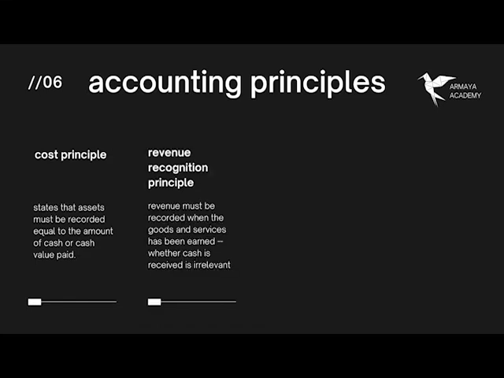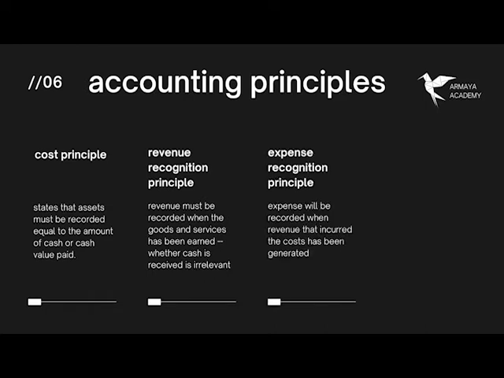Second is the revenue recognition principle, which states that revenue must be recorded when the goods and services have been earned, regardless of when the cash was received. So this is mostly for accrual accounting. For example, April 5, we mowed the lawn of a client. However, the client will be able to pay us on April 15. So we record this transaction on April 5 as that is the day that we rendered our services and not on April 15.